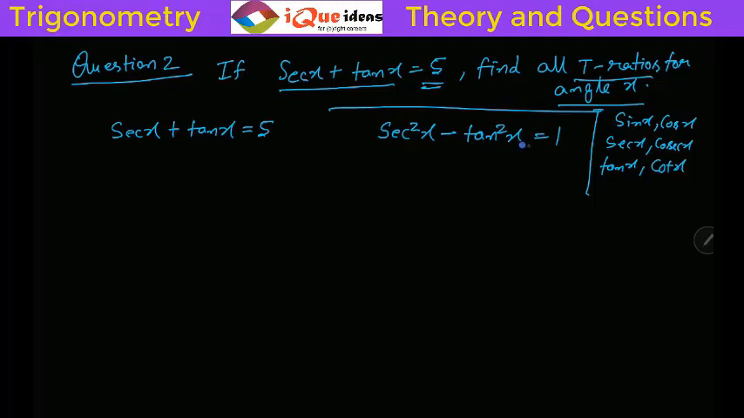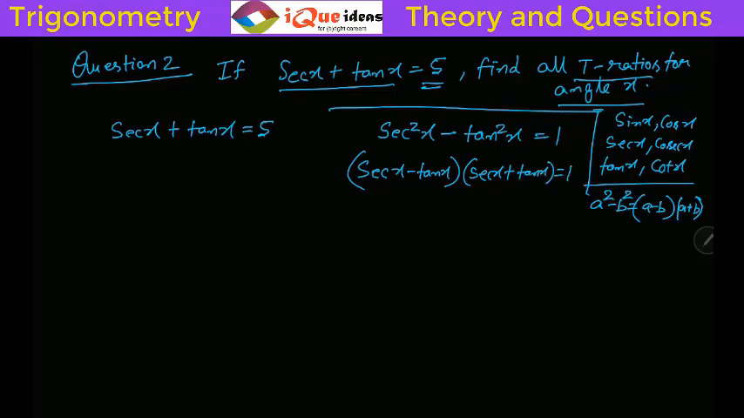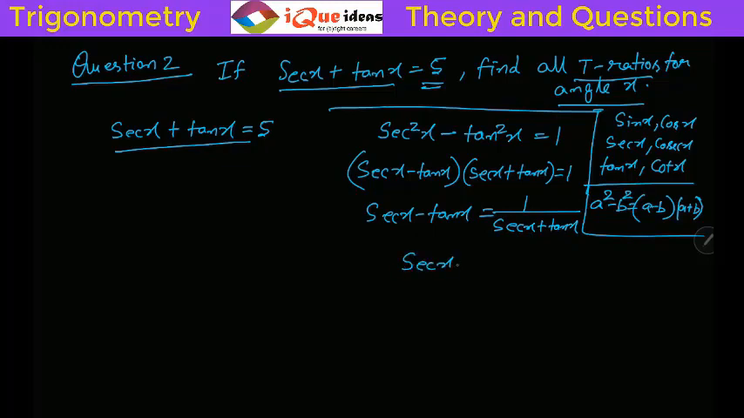Now look at this closely. It is a square minus b square, and we know that there is a formula for a square minus b square which says it is equal to a minus b into a plus b. We can apply that formula here. This can be taken as sec x minus tan x into sec x plus tan x, that is equal to 1. From here you can see that sec x minus tan x is equal to 1 divided by sec x plus tan x. Now we also have sec x plus tan x as 5. So 1 by sec x plus tan x will be 1 by 5. So what we have here is sec x minus tan x is equal to 1 by 5.